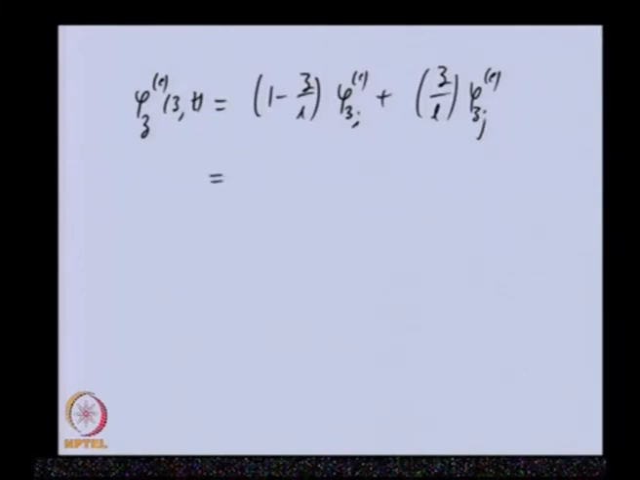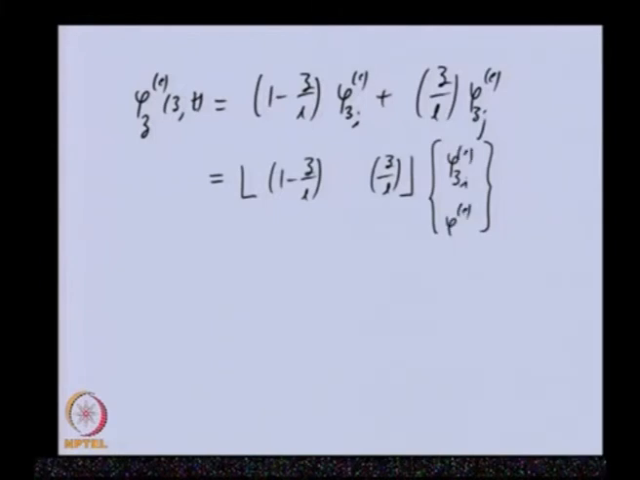Now, with some manipulation we can express this as 1 minus z by L. This particular symbol is representing a row vector, and this is representing a column vector. So, you can see if we multiply these two vectors, we will get the same expression as the previous one. This is the column vector, this is the row vector.